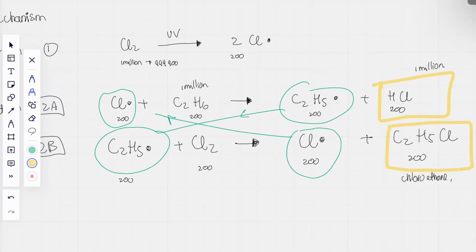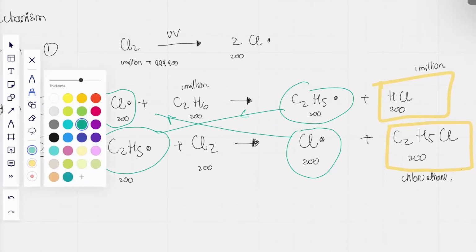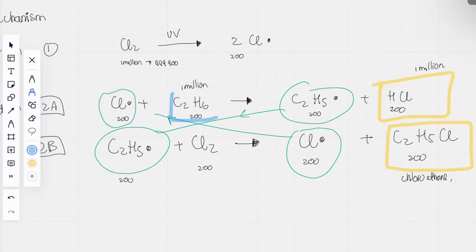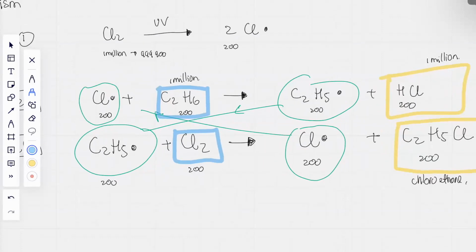Why do I say almost? Why didn't I say exactly 2 million? Because at the end of reaction 2A and 2B, you still have 200 Cl atoms and 200 C2H5.